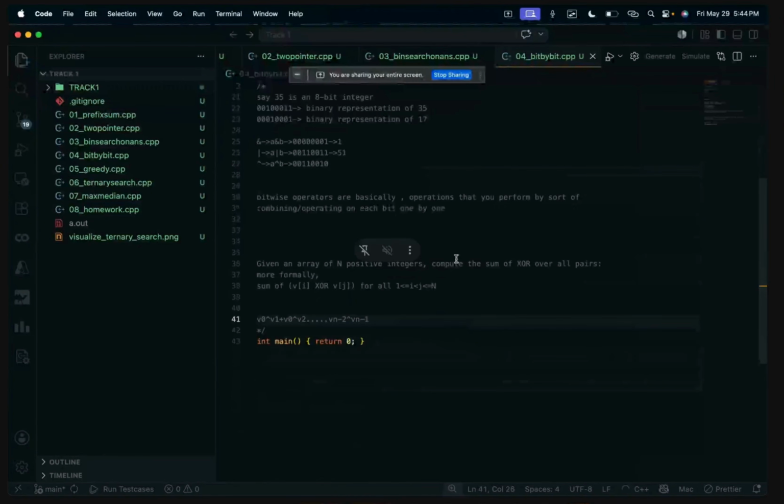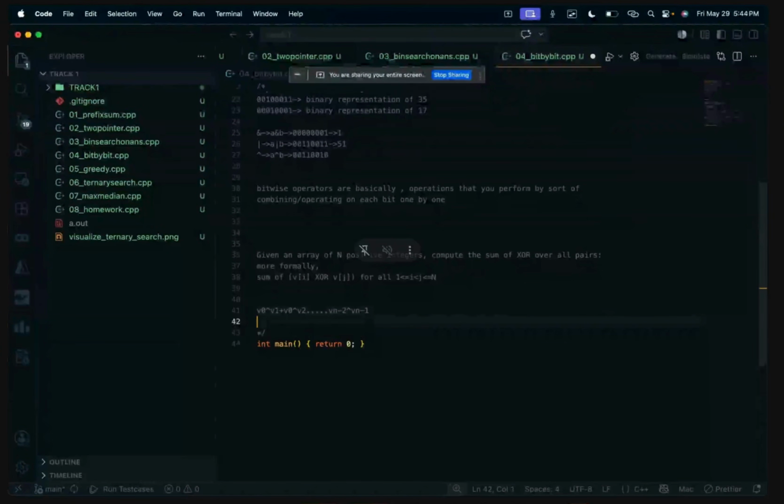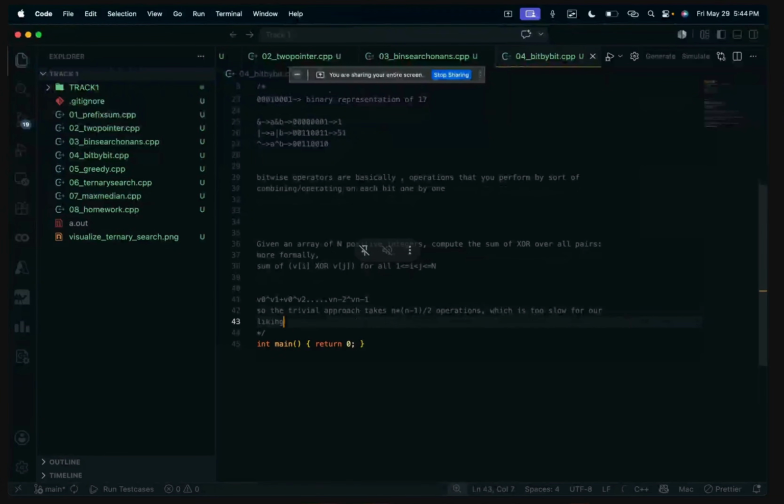Right. So if we were to trivially implement this, it would take n square operations, because for each i we need to visit each j. So the trivial approach takes n into n minus 1 by 2 operations, which is too slow for our purposes. So there's a way to optimize this.